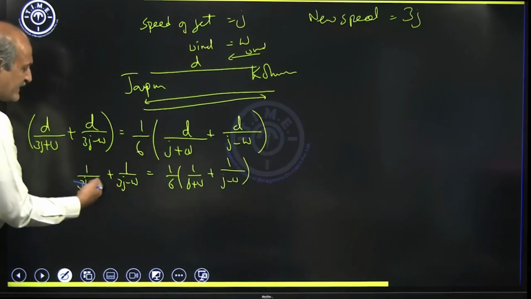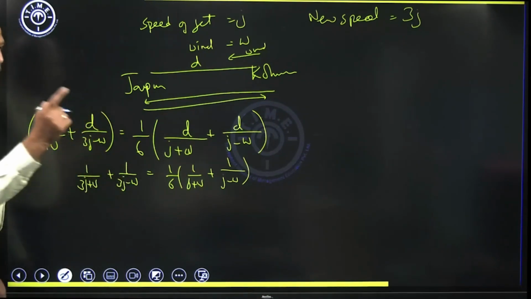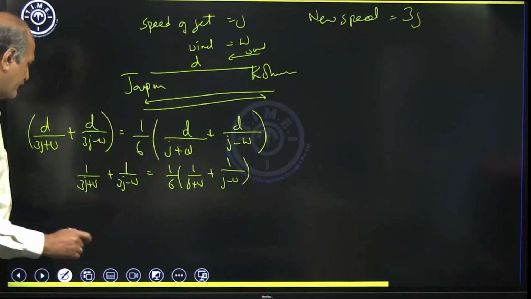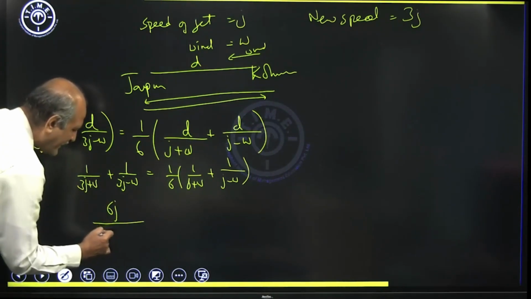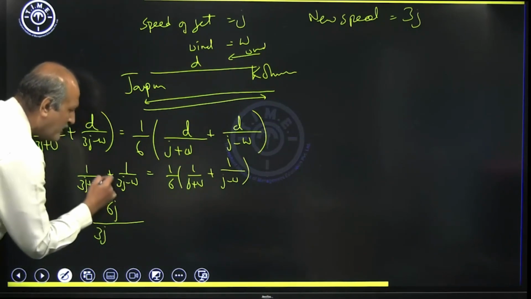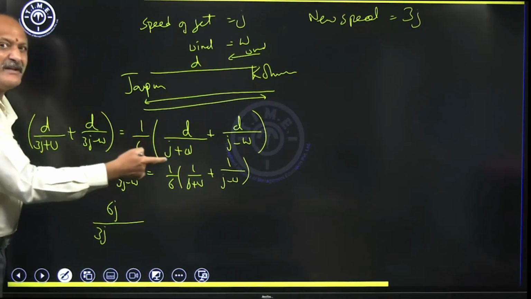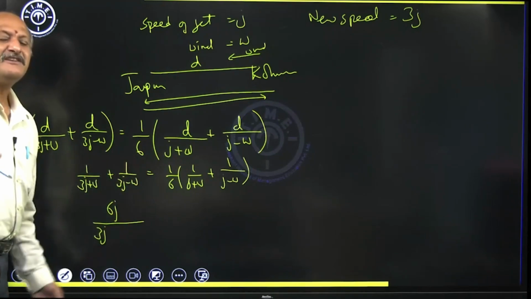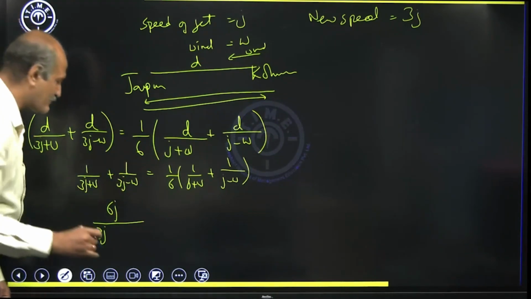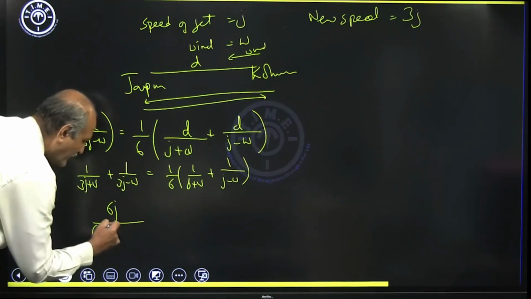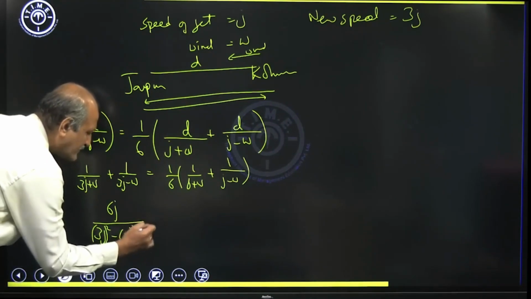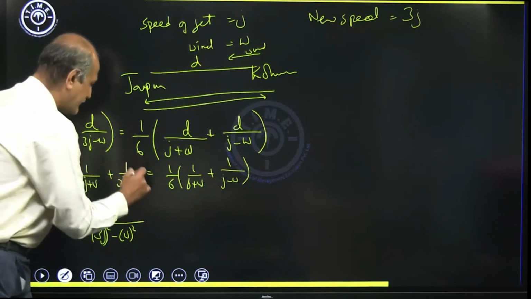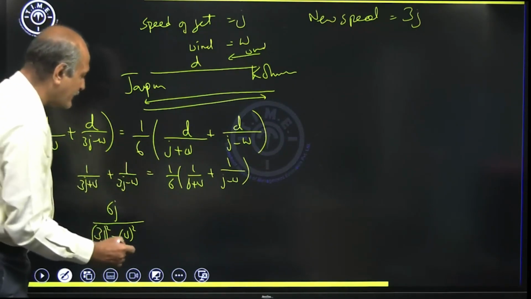Here 3J minus W plus 3J plus W, we are going to get it as equal to 6J. So here we are getting 6J divided by, I can write it as, 3J plus W and 3J minus W. A plus B into A minus B, we know it as A square minus B square. So we are going to apply this. It is 3J whole square minus W whole square. Right? That's the simplified form of the left hand part of the equation.